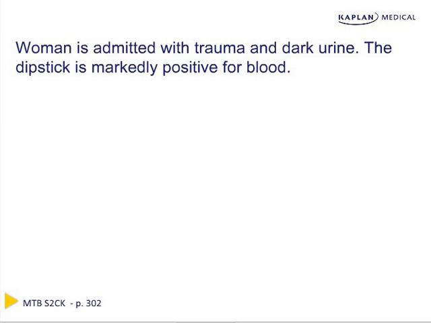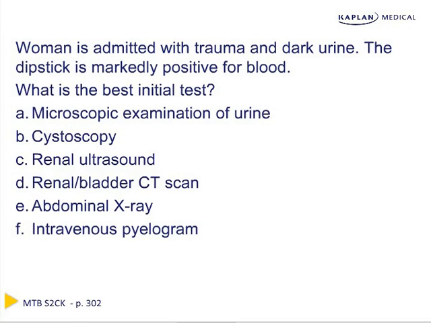Okay, let's take a look at another clinical vignette. Here we have a woman who's admitted with trauma and dark urine. The dipstick is markedly positive for blood. The question is, what is the best initial test? Our answer choices are microscopic examination of the urine, cystoscopy, renal ultrasound, renal bladder CT scan, abdominal x-ray, or intravenous pyelogram. So what's the right answer?